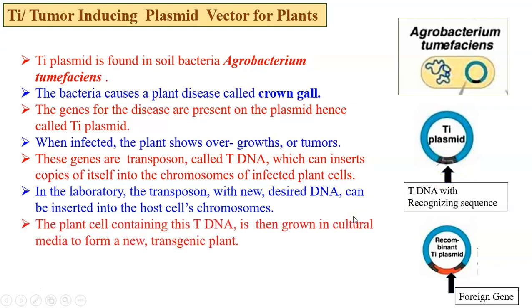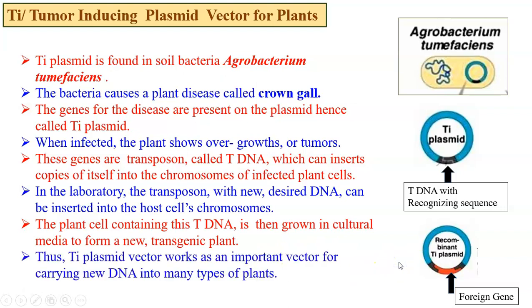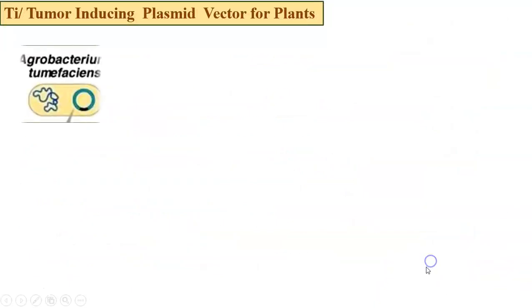The plant cell containing this tDNA is then grown in culture, and a new plant is created from that cell by tissue culture technique, and thus a transgenic plant gets produced. Thus this TI plasmid works as an important vector for carrying new DNA into many types of plants. Let us understand once again this entire process.